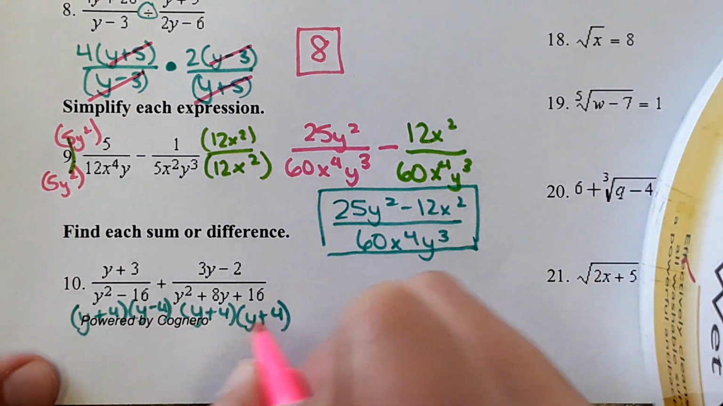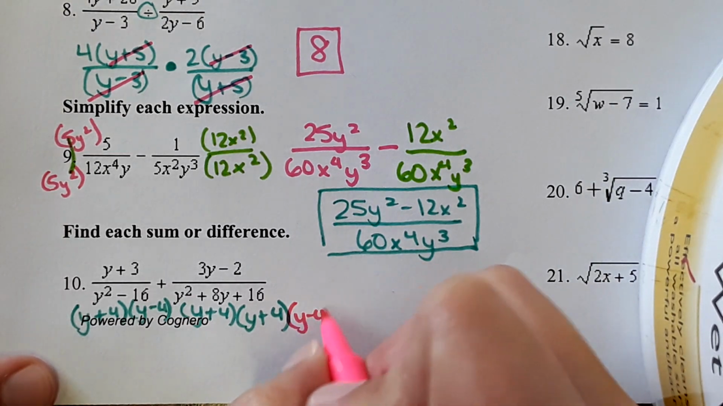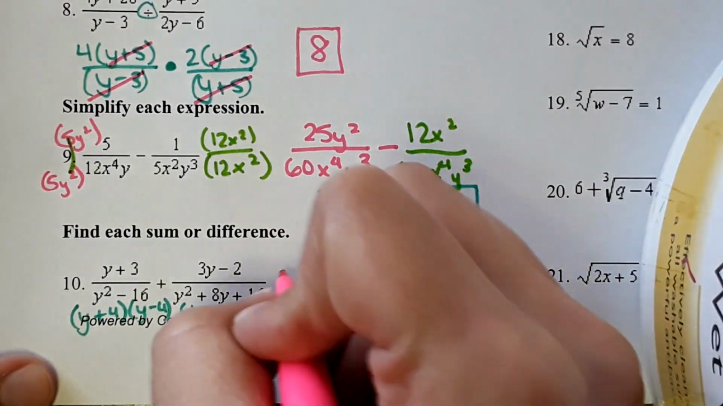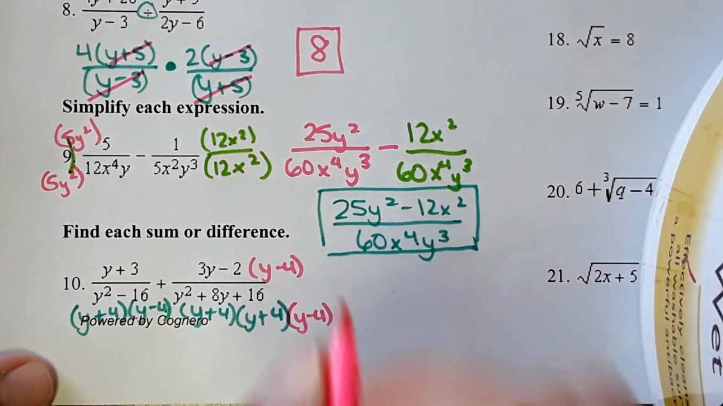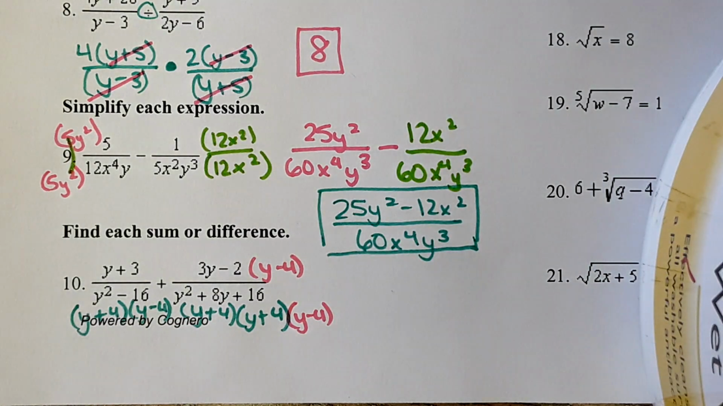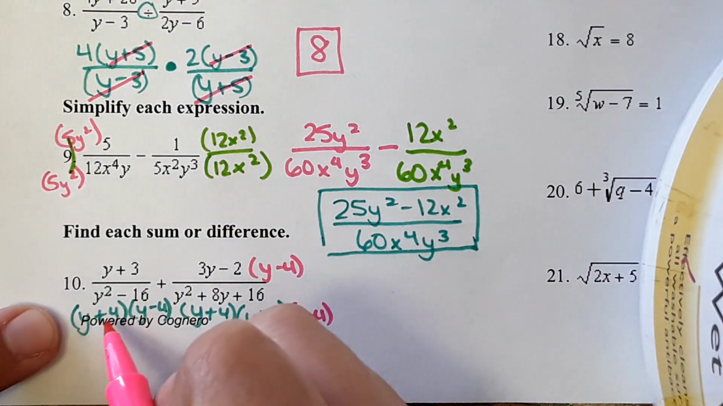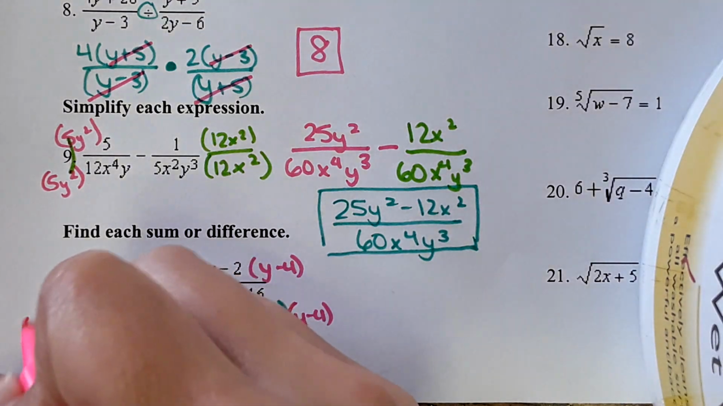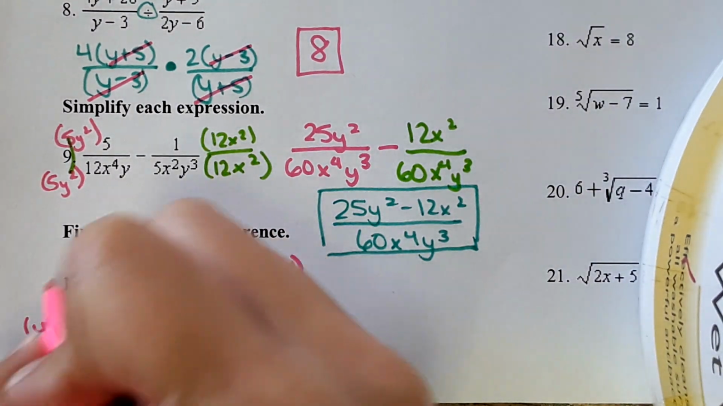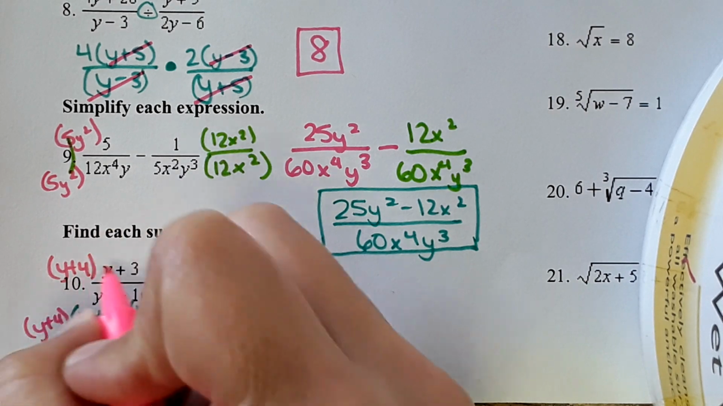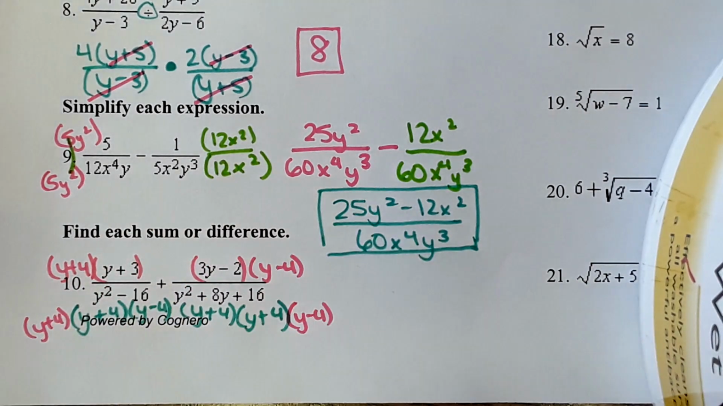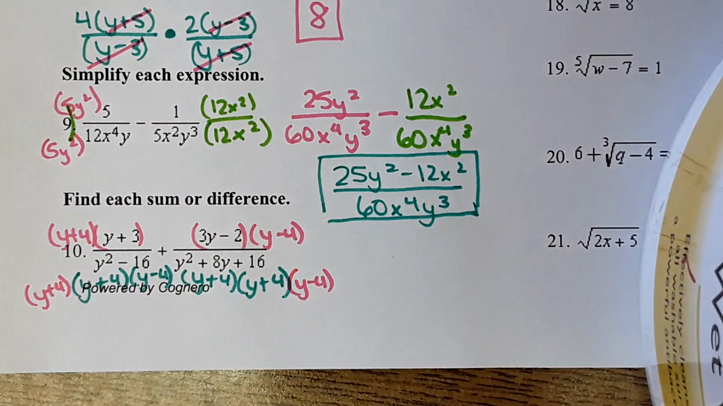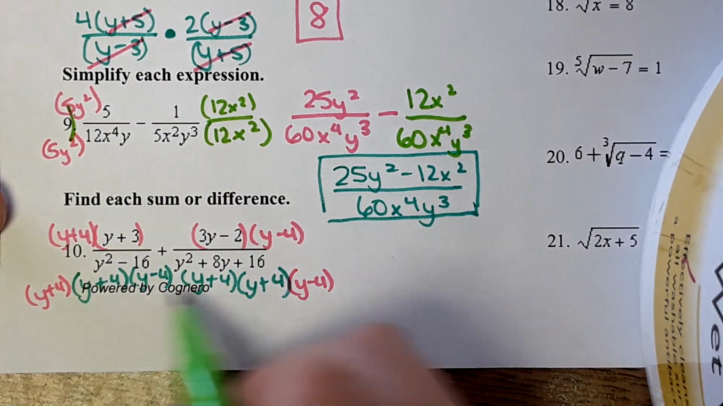So what we're going to do is we're going to add a y minus 4 over here. And whatever you multiply the bottom by, you also have to multiply the top by. And then over here, I need to add another y plus 4. Whatever you multiply the bottom by, you have to multiply the top by. Okay, so now we have common denominators.